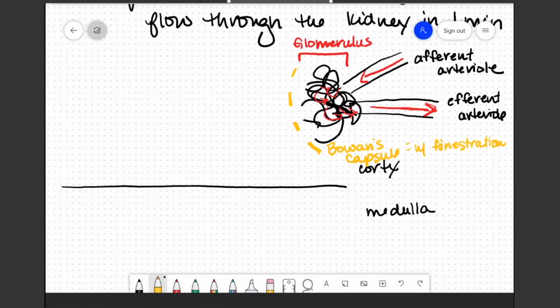So if we have blood flowing into our glomerulus, going through our capillaries, as they pass through this glomerulus and this Bowman's capsule, it's going to act as a sieve, and it's going to push things from the blood out into the Bowman's capsule, and the Bowman's capsule is going to collect it.